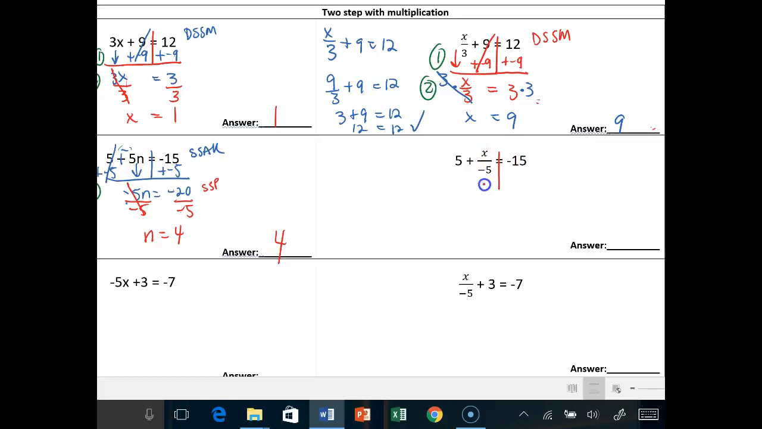We have 5 plus x over negative 5 is equal to negative 15. Again, always start with the constant, so we have a positive 5 here. So we add negative 5 to both sides. Those cancel out. This gets dropped down. We have x over negative 5 is equal to, this is an SSAK, same signs, add, keep, negative 20. So that was step 1.